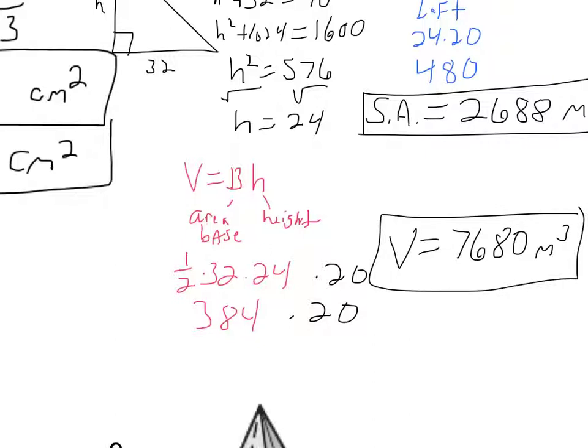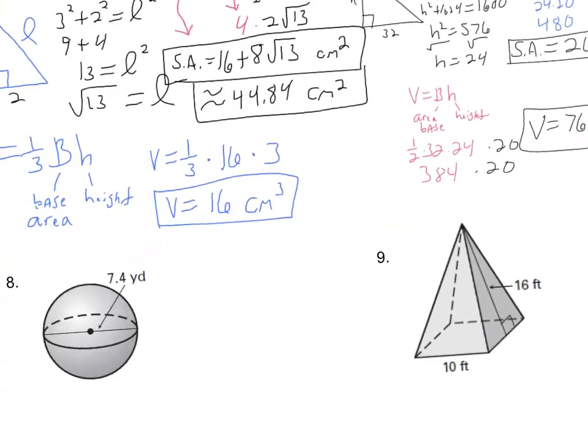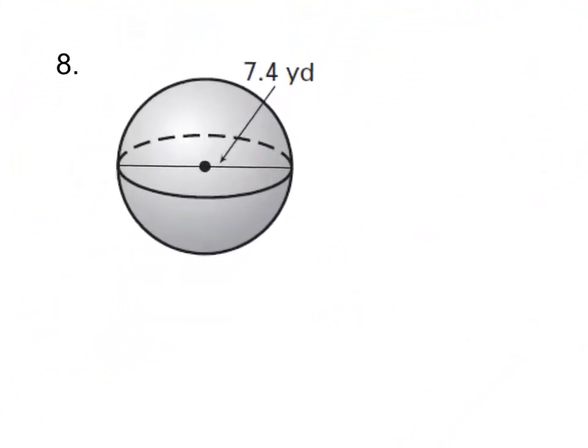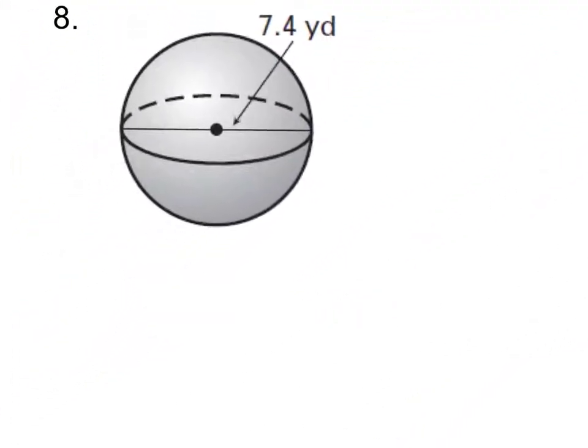Okay, number 8 is a sphere. And for a sphere, we need to know the radius. Notice that 7.4 is not the radius. This is pointing at a line segment that goes all the way across. So you have to do 7.4 divided by 2 to get the radius, and that equals 3.7. So the radius is 3.7.